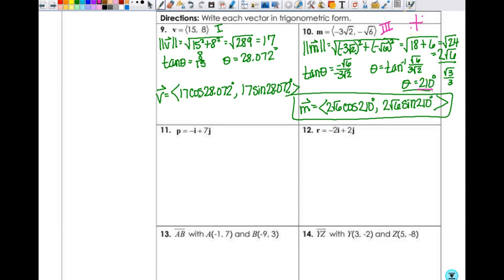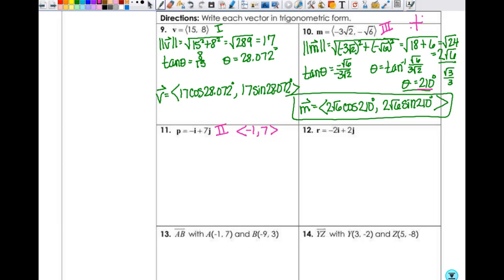Sorry. All right, so let's look at number 11. Let's go ahead and look at the quadrant first so that we don't forget about it. This is i and j. This is your x and your y. So it's negative x, positive y. We're in quadrant 2. I can write this in component form, if maybe that makes a little bit more sense. That'd be negative 1, 7.